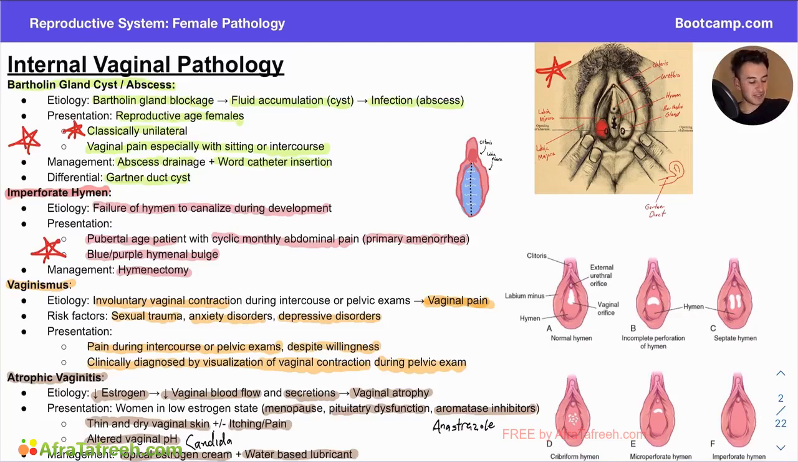In terms of vaginismus, I really want you guys to focus on the incorporation of some sort of mental health aspect to these question stems, and the fact that it's going to be insertion with anything despite willingness that causes this involuntary vaginal contraction. And then finally, we wrapped up with atrophic vaginitis, which is due to our low estrogen states. Classically, this is going to present in a menopausal patient. However, it can be anyone in a low estrogen state, and we're going to manage this with estrogen cream as well as water-based lubricants.